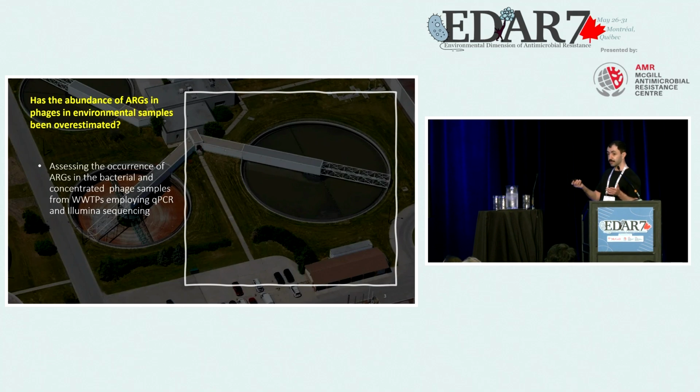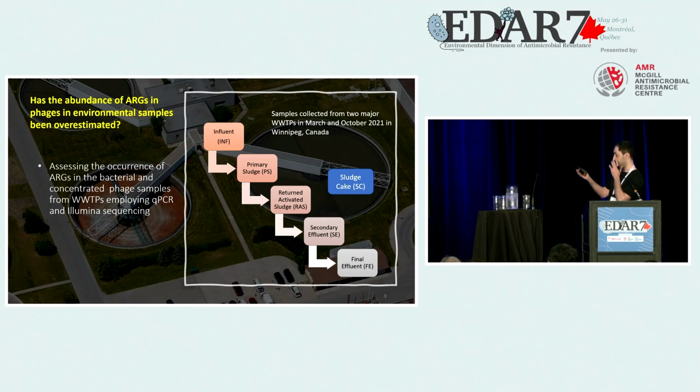In order to assess this, I collected samples from wastewater treatment plants, and I applied both qPCR and metagenomics. Also, in order to compare what is happening in bacteria and in phage samples, I did those studies for both bacteria and phages. I collected samples from the influent, primary sludge, return activated sludge, secondary effluent, final effluent, and also the sludge cake. I collected them from 2 different wastewater treatment plants in March and October.